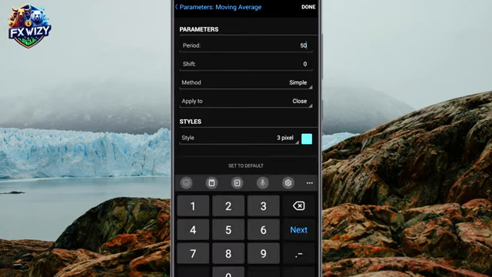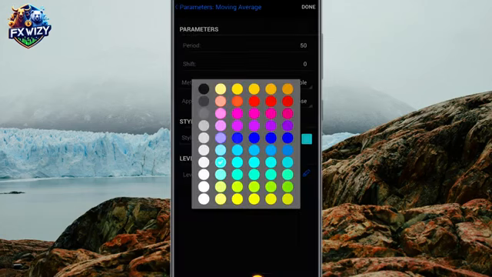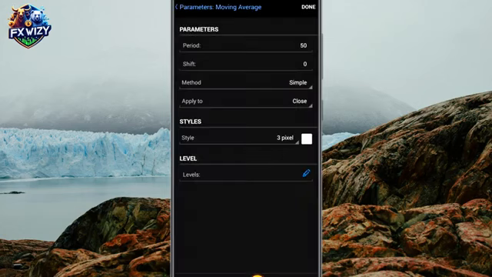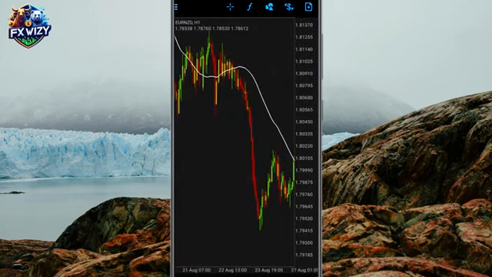Shift is going to be 0, the method is going to be simple, and apply is going to be close, guys. Make sure that you change this color right here. You can give it any color that you want. I'm going to give it white, and when you're done, click done, right? So now if you go back here, you can see that we have our 50 moving average.